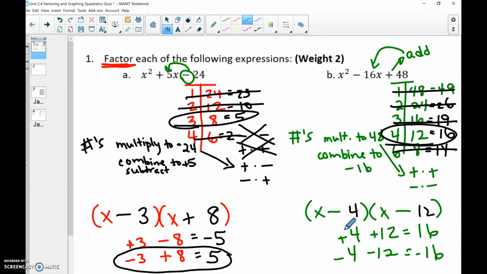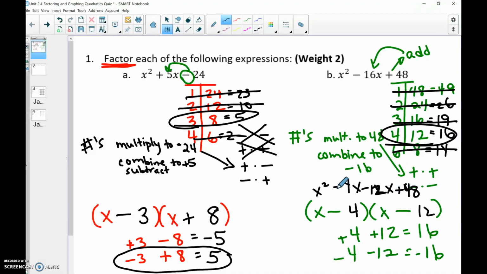Again, if I was to multiply everything out, I would get my original, and that's how you check your work. X times x is x squared. Negative 4 times x is negative 4x. X times negative 12 is negative 12x. I apologize, my computer's off a little bit, so my writing is bad. Negative 4 times negative 12 is positive. I don't know why these letters are coming out weird. I'm sorry, this should be a 4.